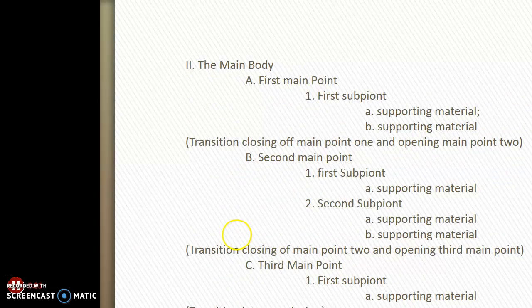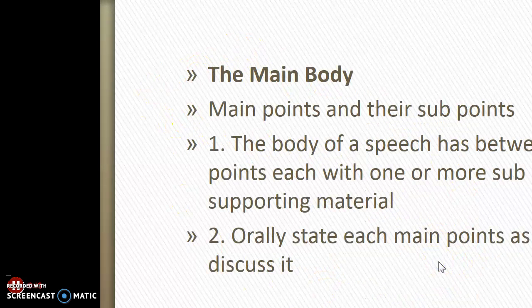So this is the basic outline. Transitions go between each of these. And this is in the body. So the main body, you've got your main points and your subpoints. Generally speaking, you're looking at 3 to 5 main points with subpoints underneath.